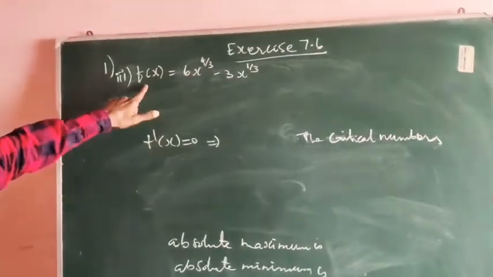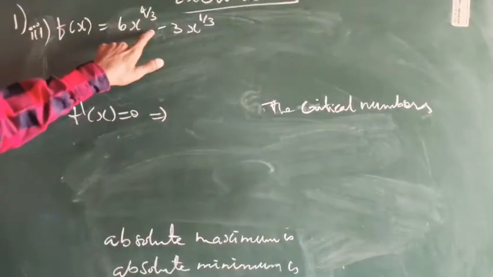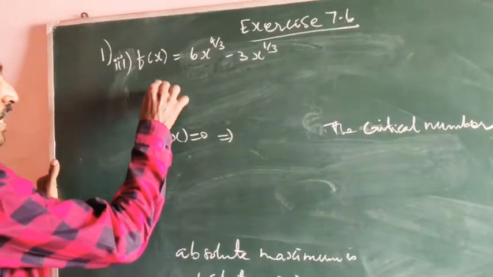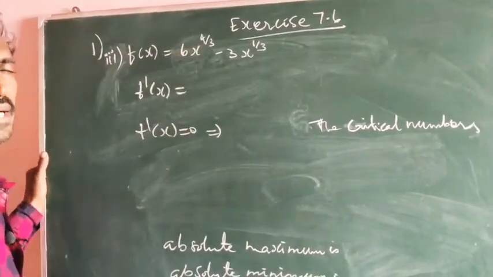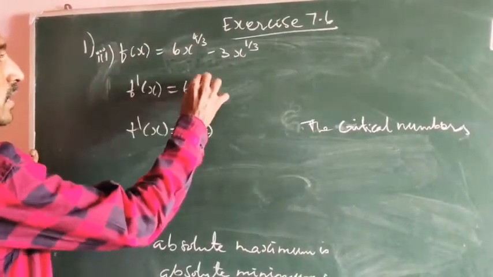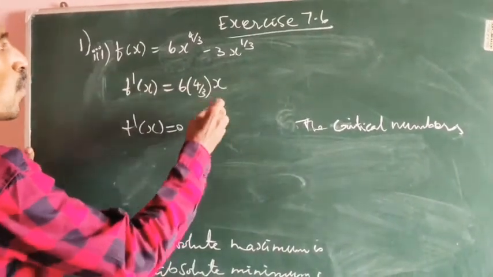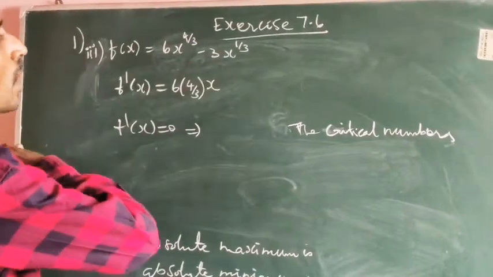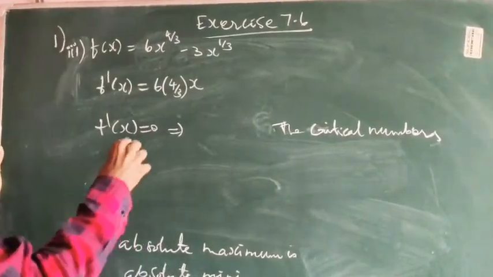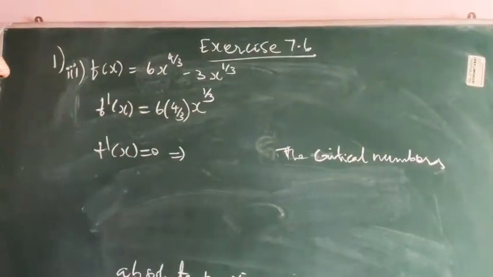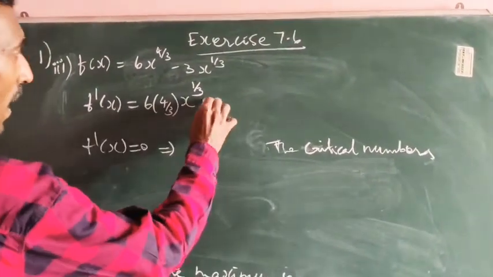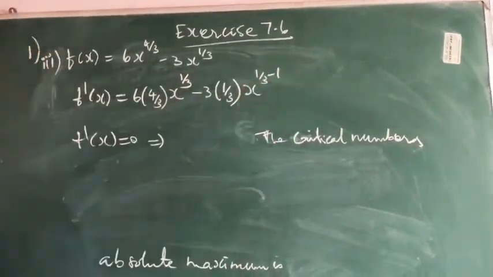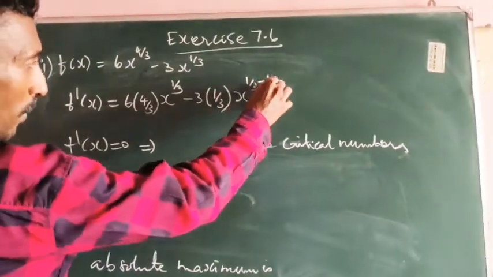The question is f of x equal to 6 into x power 4 by 3 minus 3 into x power 1 by 3. Again we are going to find the first derivative. So use the same n into x power n minus 1 formula. 6 into 4 by 3 into x power 4 by 3 minus 1, minus 3 into 1 by 3, x power 1 by 3 minus 1. I am keeping x power 1 by 3 minus 1 here.